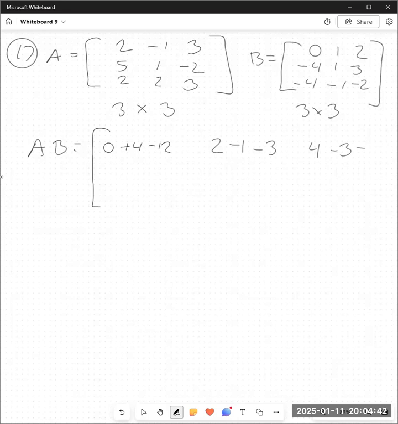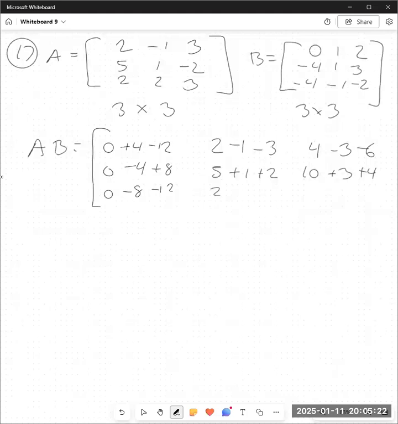3 times -2 is -6. 5 times 0, 0. 1 times -4, -4. -2 times -4 is 8. 5 times 1, 5. 1 times 1, 1. -2 times -1, +2. 5 times 2, 10. 1 times 3, 3. -2 times -2, +4. 2 times 0, 0. 2 times -4, -8. 3 times -4, -12. 2 times 1, 2. 2 times 1, 2. 3 times -1, -3. 2 times 2, 4. 2 times 3, 6. 3 times -2, -6.